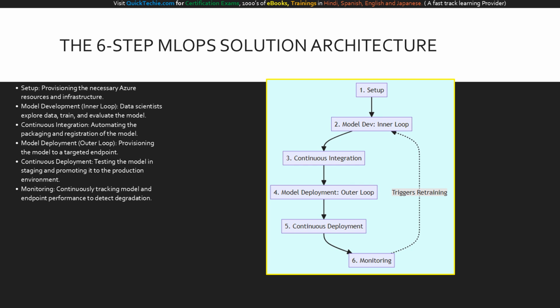Finally, we never just walk away. We employ monitoring to track endpoint performance and model health indefinitely. This flowchart visualizes the continuous lifecycle. Notice how it flows from setup down through the inner loop of development, into CI/CD, and finally into monitoring. The most important detail here is the dotted line looping back from monitoring to model development. This represents the feedback loop. If monitoring detects performance drops, it automatically triggers the data science team to retrain the model, ensuring our system is always improving.